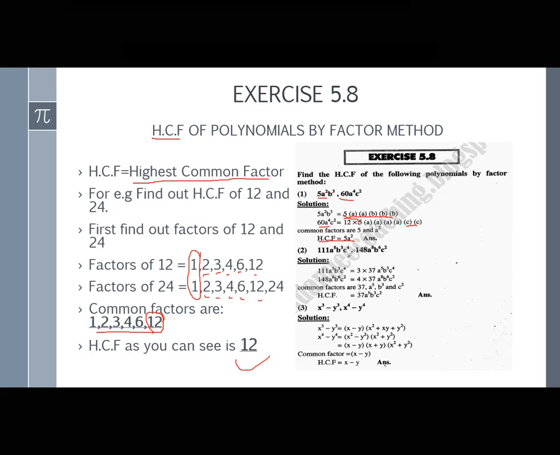Understood? See the second question. Again, two terms. You have to take out factors. 3 into 37 is a factor, right? 4 into 37 is a factor. So now here 37 is a common factor, and a^5 is present in both, right? Similarly, b^3 is present in both, since b^6 also contains b^3. c square will be present in it. So a^5 is common, b cube is common, c square is common. So your highest common factor is 37 a^5 b cube c square. Clear?